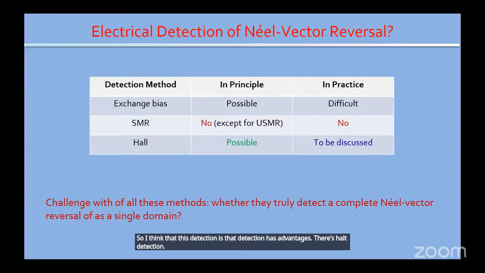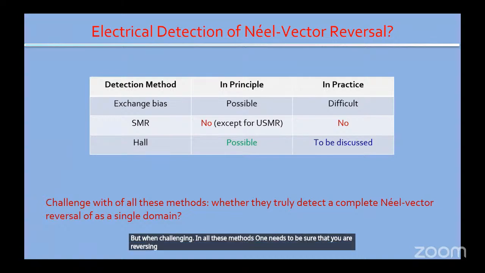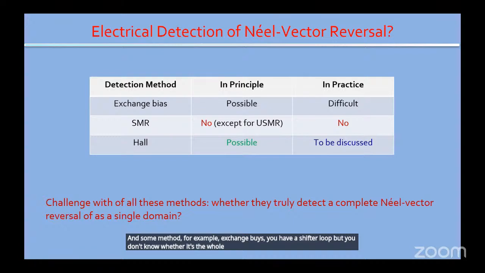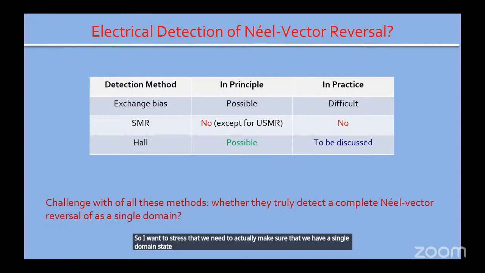But one challenge in all these methods is that one needs to be sure that you're reversing the entire structure that you're probing. In some methods, for example exchange bias, you have a shifted loop, but you don't know whether it's the whole structure or a small part of the structure. So you will get a minor loop, but you don't have full knowledge of the entire structure. I want to stress that we need to make sure that we have a single domain state. We want to read off the Néel vector of the single domain state, whether it's reversed or rotated.